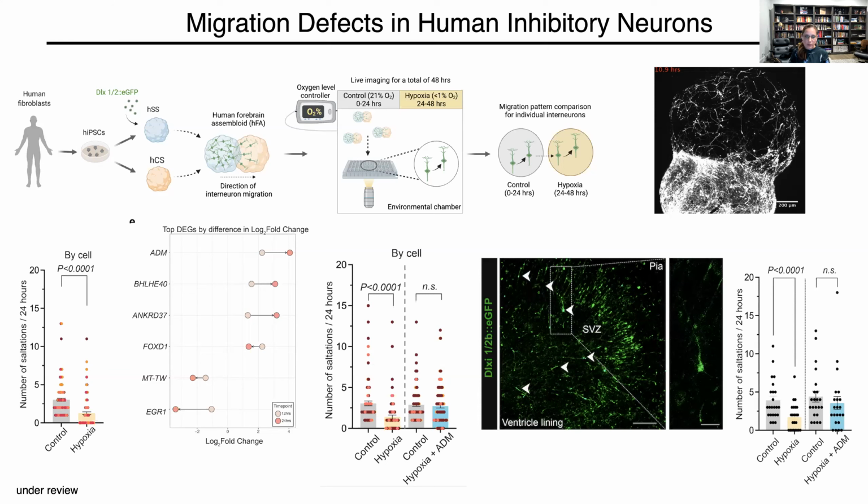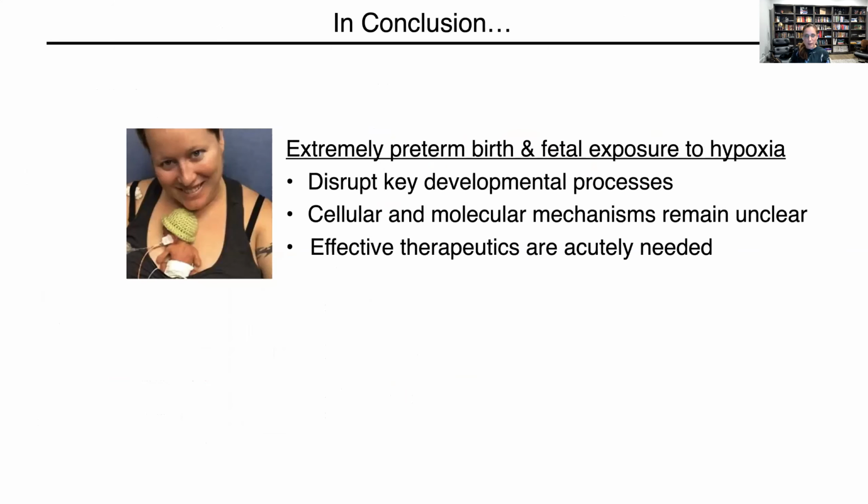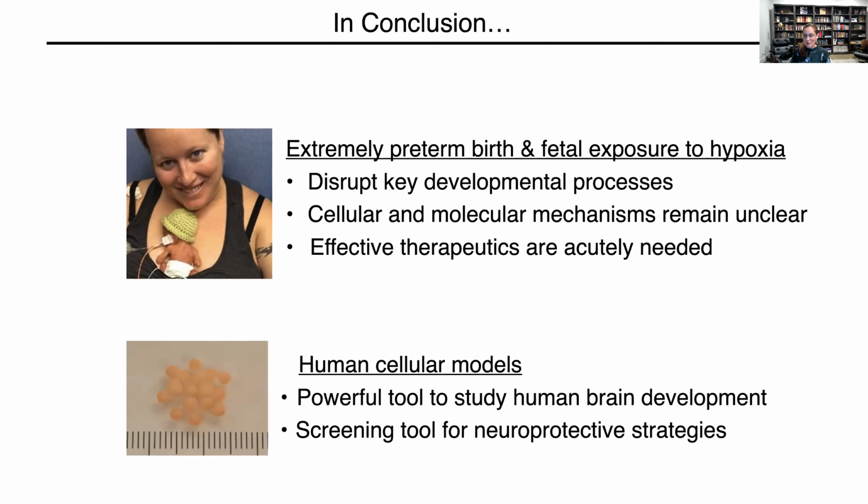So these are two examples of the projects that we are doing in our lab, focusing on extreme prematurity and fetal brain development and injury, specifically focused on hypoxia. I hope I've convinced you that hypoxia is worth thinking about, because key developmental processes are affected and we desperately need effective therapeutics. And I also hope I convinced you that we can use human cellular models to try to tackle some of these questions, of course, with the goal of getting everything in vivo and hopefully in the future in clinical trials.